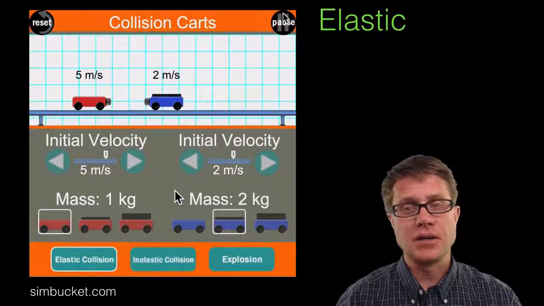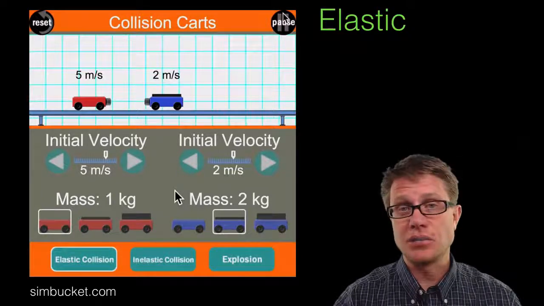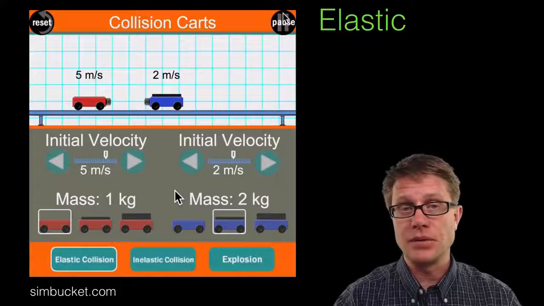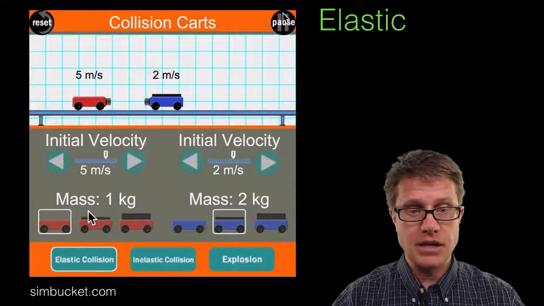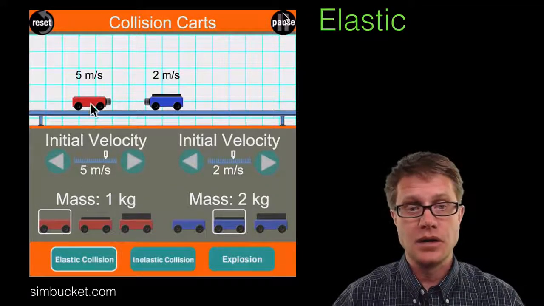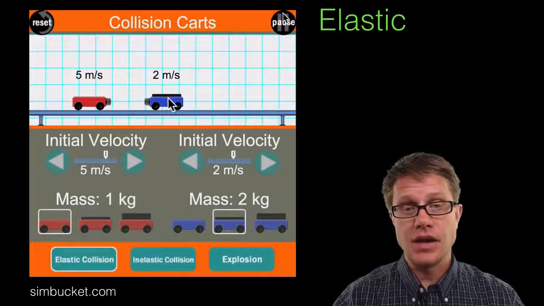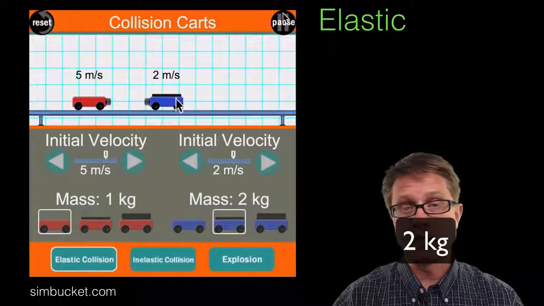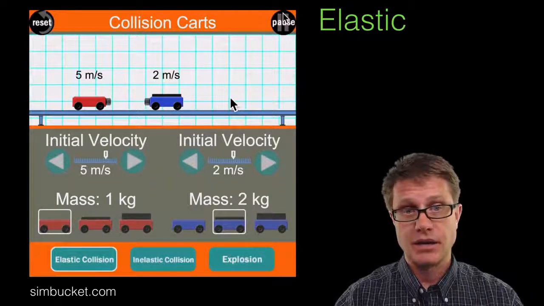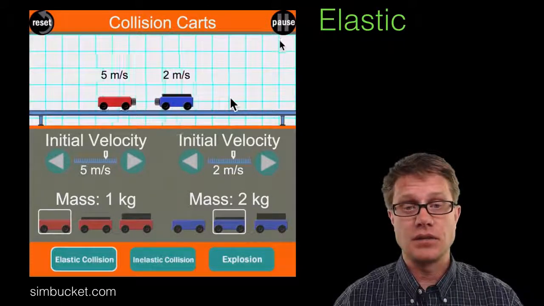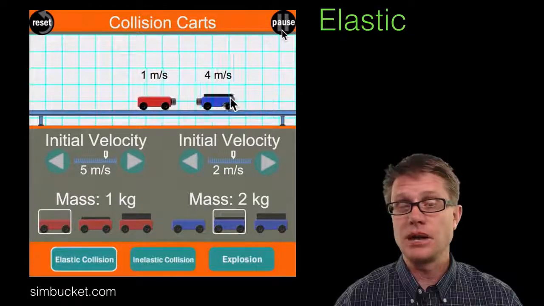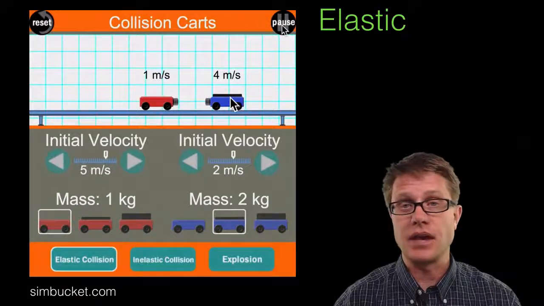Let's start by studying some elastic collisions, and we're using a SimBucket simulation where carts will collide with each other. You can see on the left side that we have a 1 kilogram cart traveling at 5 meters per second. That means it's going to the right. And then we have a 2 kilogram cart that's traveling at 2 meters per second to the right. And they're going to bounce off of each other. And now we have some new velocities after that collision.